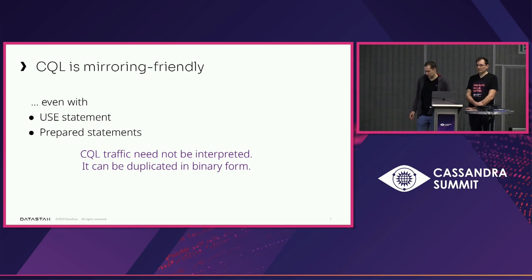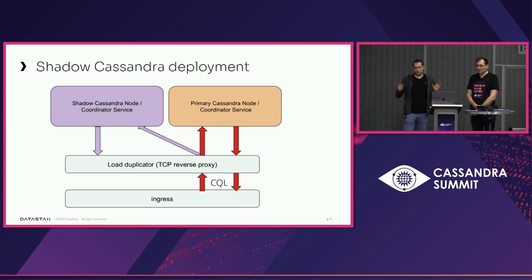So fortunately, the CQL traffic is very mirroring friendly. There is very little state that a CQL session has. There are use statements, there are prepared statements. But for example, prepared statements are implemented in such a way that the prepared statement ID doesn't really depend on the place where you compute it. So both in the primary system and in the shadow system, the prepared statement IDs will be the same. So further executes will have no problem with being executed in either of the systems. So when you think of it, there is actually nothing that prevents you from doing a very simple duplication of the traffic in binary form. So this meant that we settled on the following architecture. For every Cassandra node in the primary system, we have a corresponding node in the shadow system.